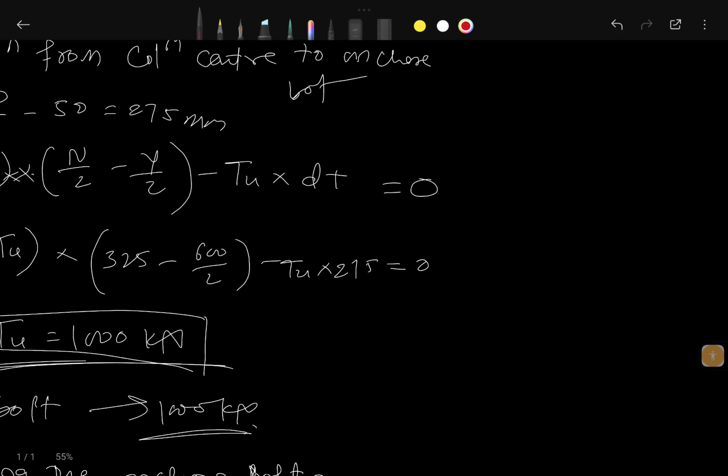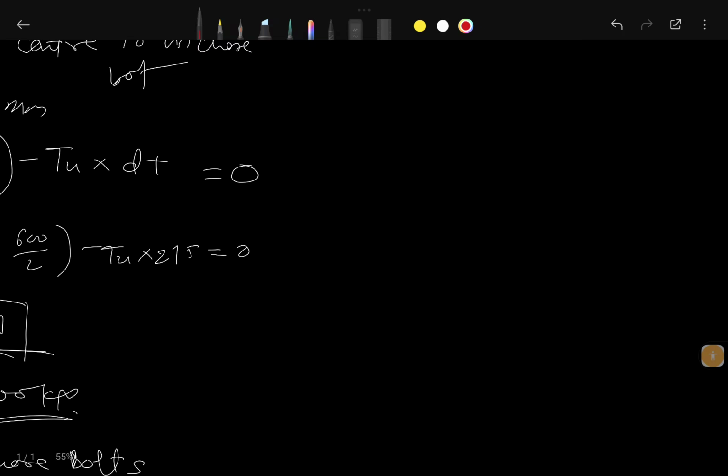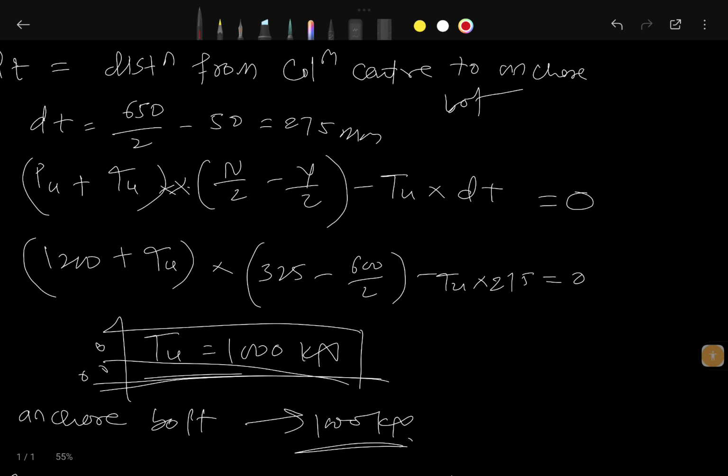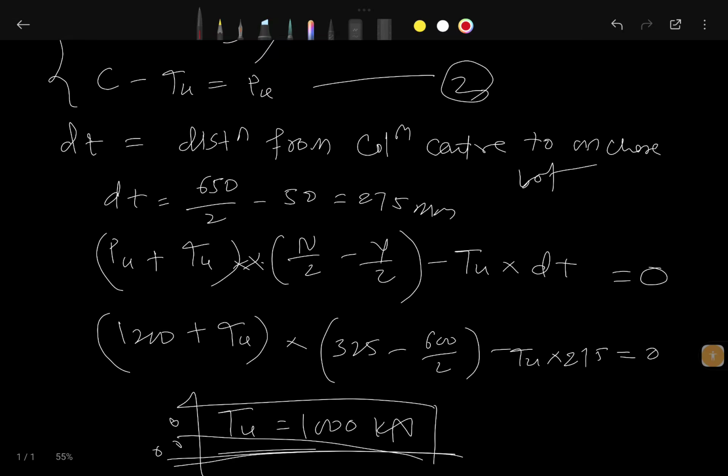But what is the limitation in this? We cannot consider the horizontal forces or welding to the base plate. So in the next lecture we will cover that part also. Hope you enjoyed this lecture. We will meet in the next lecture.